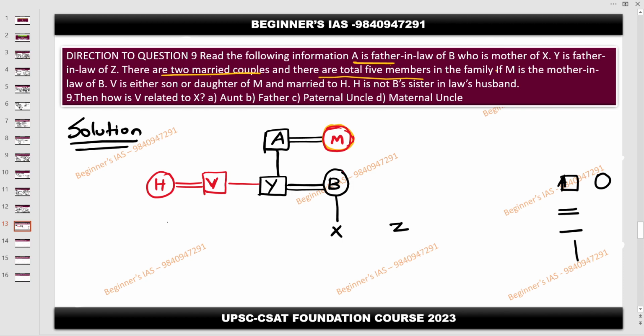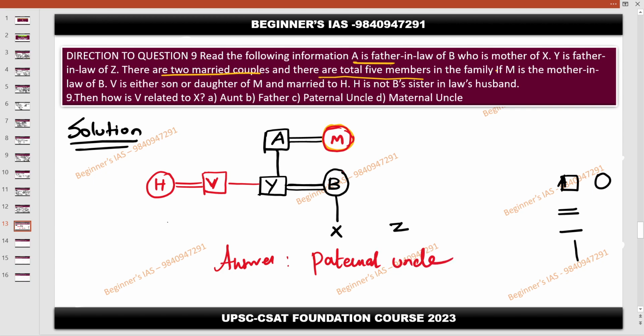Now listen carefully here. Read the question now. How is V related to X? X, obviously Y. Therefore, it is on the father side, so obviously it is going to be the paternal. My brother is going to be the paternal uncle for my child. So the answer is paternal uncle. Anybody having a doubt? Since it is the father side, it's the paternal. If it is the mother side, then it is going to be the maternal. But the question is dealing with the father side, therefore paternal uncle. I hope everyone is clear.